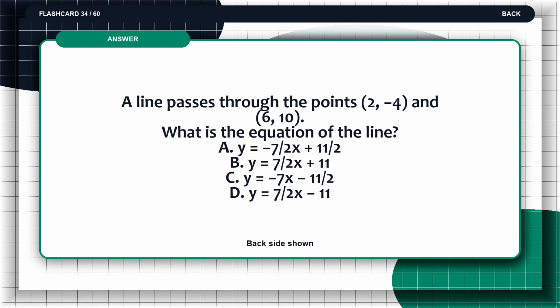The answer is: a line passes through the points 2, minus 4 and 6, 10. What is the equation of the line? A: y equals minus 7/2 x plus 11/2. B: y equals 7/2 x plus 11. C: y equals minus 7x minus 11/2. D: y equals 7/2 x minus 11.